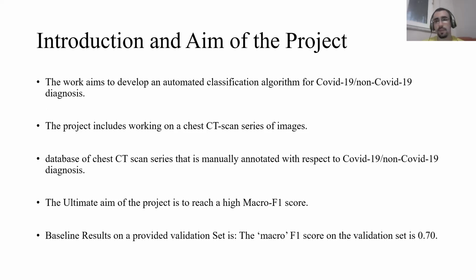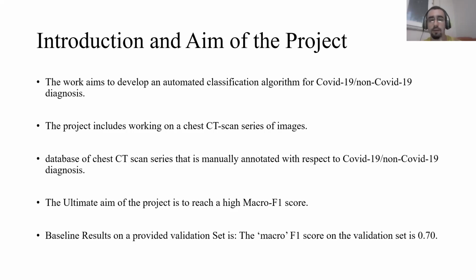Introduction and the aim of the study. The work here aims to develop an automated classification algorithm for COVID-19 and non-COVID-19 diagnosis. The project includes working on chest CT scan series of images, a database of CT scan series that is manually annotated with respect to COVID-19 and non-COVID-19 diagnosis. The manual annotation was for a binary classification work, which is either COVID-19 or non-COVID-19. The ultimate aim of the project is to reach a high macro F1 score.